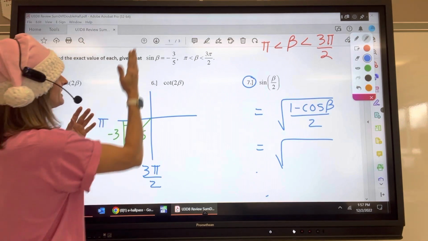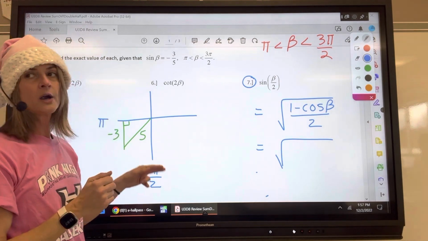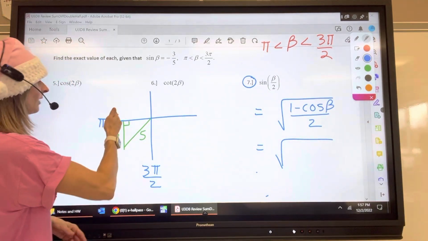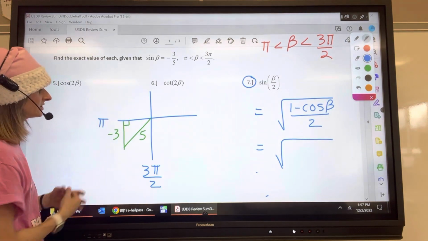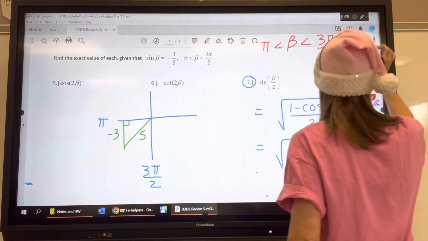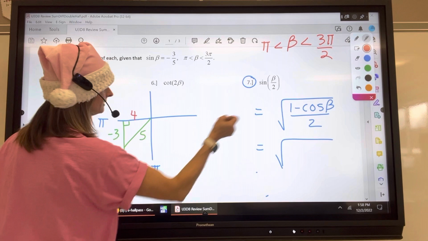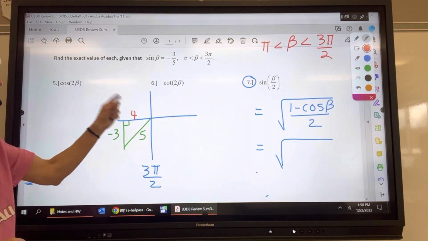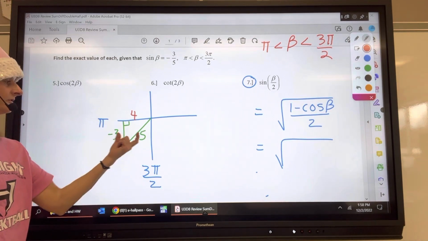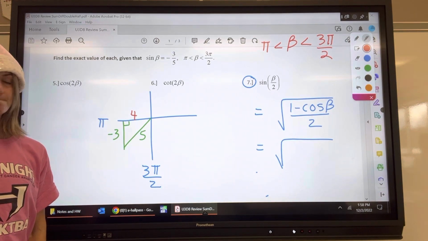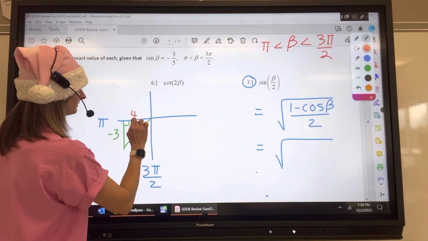Then I took the information that they gave us. The sine of beta is -3/5. Sine is y over r, or opposite over hypotenuse, and y is going down, so it's negative. The radius is always positive. I put my information there. This is a 3, 4, 5 triangle, which makes this length 4, and we're going to need it for cosine in the formula, because 4 squared plus the quantity -3 squared equals 5 squared. Pythagorean theorem. That's how we got the 4. All right, and this is your angle right here.